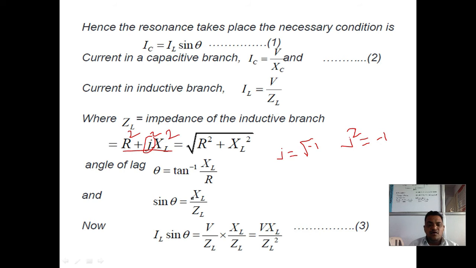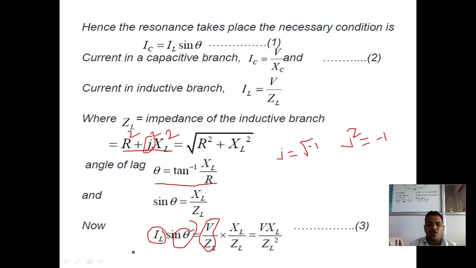Then theta is the angle which the impedance makes with the current flowing through the resistor. Therefore theta is equal to tan inverse of XL upon R, so that sin theta is equal to XL upon ZL. So the load current IL into sin theta, where IL is equal to V upon ZL.